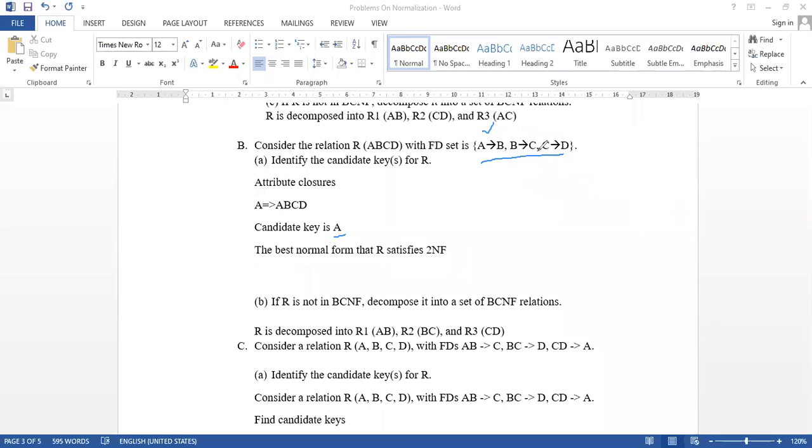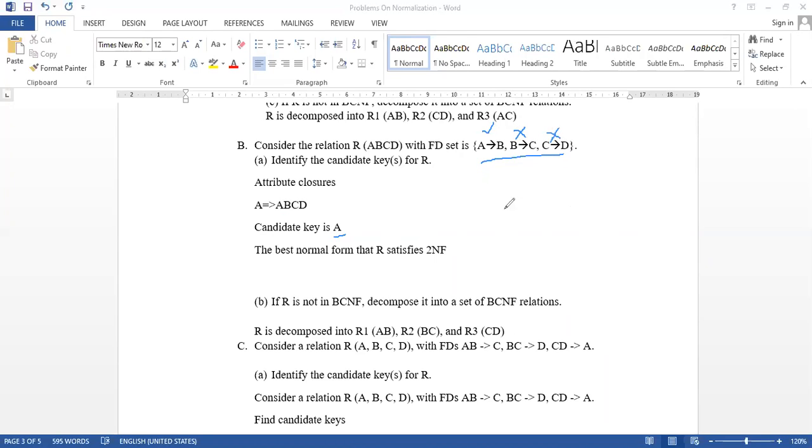Now check B to C. So B determines C. What is B? Is it a candidate key? No. So it is violating BCNF. Again, check C determines D. What is C? Is C a candidate key? No. So it is not a candidate key, right? So again, it is violating BCNF. So there is a violation.